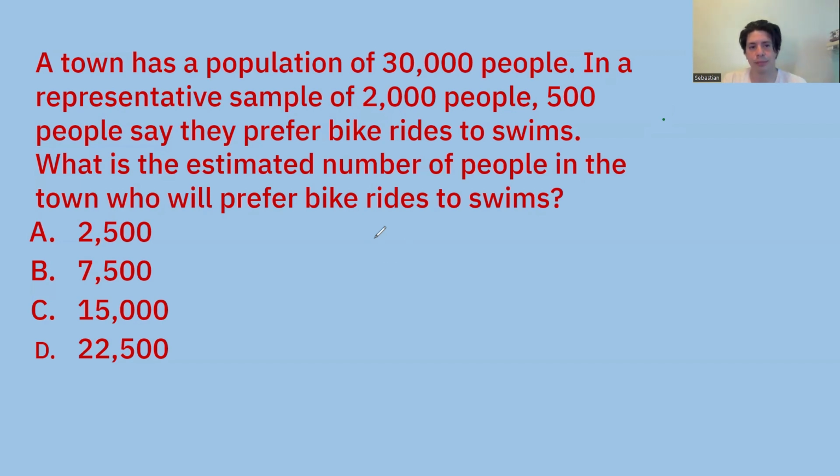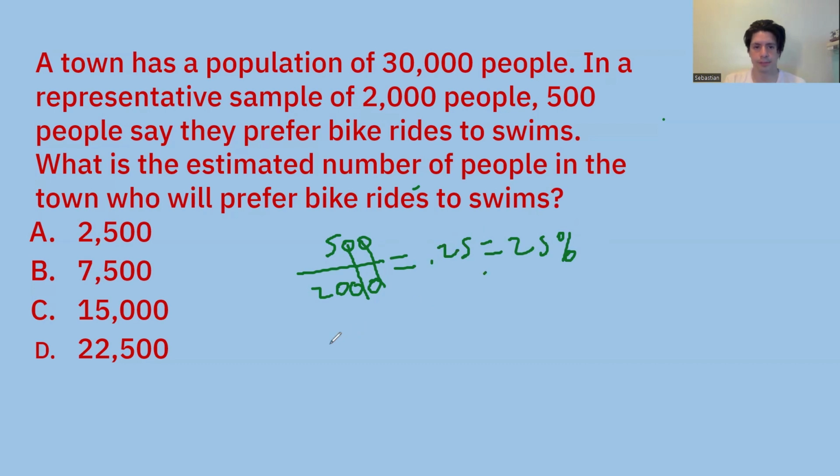So we have 30,000 people, sample of 2,000. So we don't have the percentage this time, but we can find it, right, by doing 500 out of 2,000. Right, and you can plug that into the calculator, but I'm a big no calculator person, so I just cancel these out and you get 5 out of 20. That equals 0.25 or 25%, right? So it's going to be 25% of the population. So then we're going to do 0.25 times 30,000.